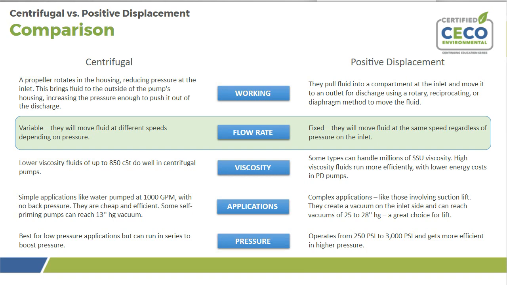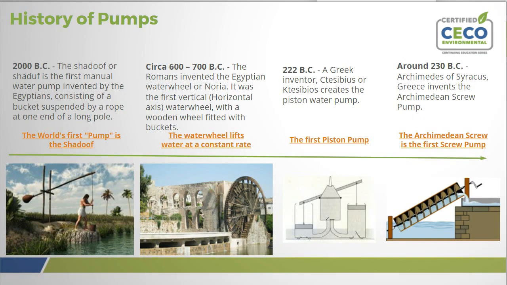The next part of the presentation, we're going to review some history. This was actually pretty fun, putting all this information together. We start here on the left in 2000 BC. The first pump being the shadoof. Again, you see a massive technological innovation here. Hopefully you're picking up my sarcasm. Basically a long suspended rod with a bucket on one end and a weight on the other end, ultimately used to draw water from wells.